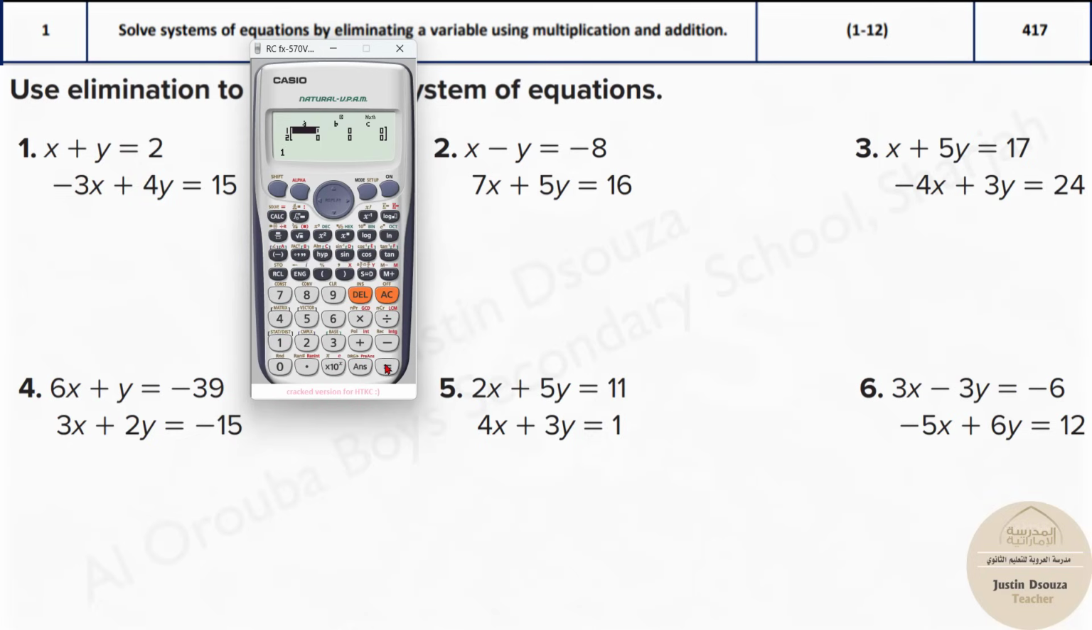There is nothing, so it's 1. If there is nothing, it's just 1. And even for y, it's 1. And the constant is the c term. It must be at the right side of equal to, that is 2.